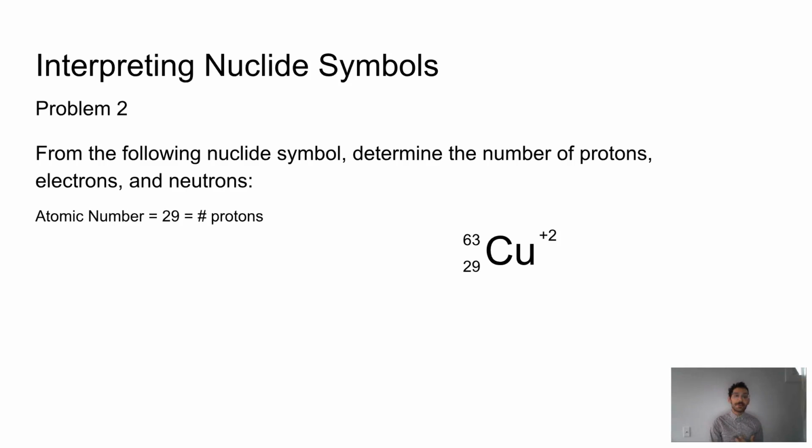If I want to determine my number of protons, I can look at this and say the atomic number is 29. That's the same as my number of protons. Atomic number and protons, same numbers. So if there's a 29 there, I know that I've got 29 protons.